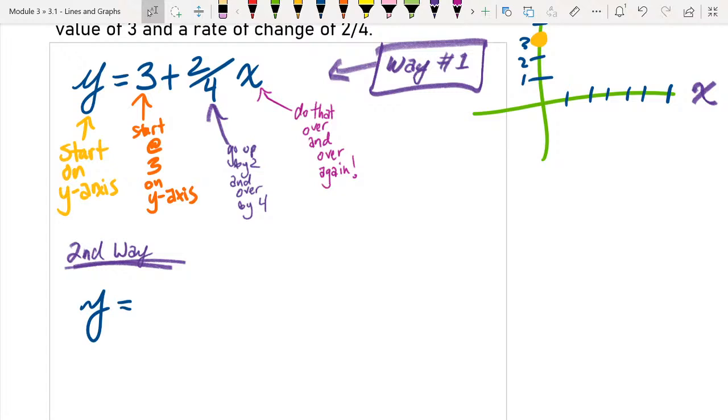So the way most math teachers would teach this is they would say, okay, on the y-axis, you're always going to go up by 2 and over by 4. Up by 2 and over by 4, over and over again. And then don't forget to start at, where did this one start? Good. So they give all the same information, they just switch it. And that's more common.